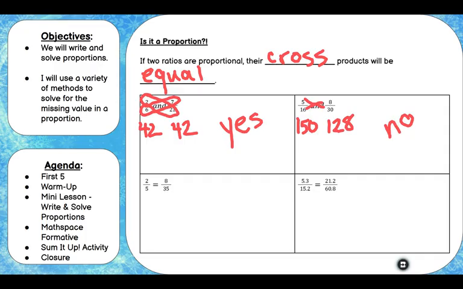All right, do me a favor. I want you to try the next two. Notice there are some decimals. You still do cross products just the same way. Just make sure using that calculator you can type in those decimals to get your answers. So pause this video and try them now.